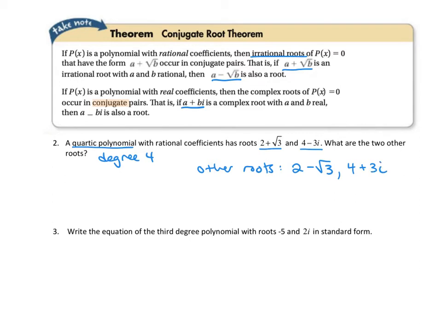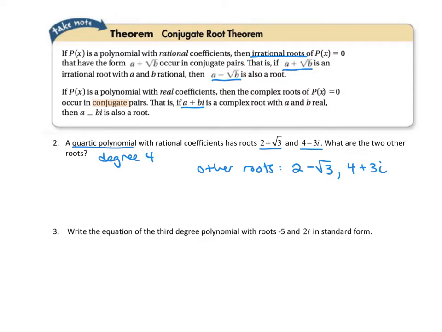And that's a total of 4 roots for this polynomial. And since it's degree 4, when you add up the real and the complex roots, there should be 4 by the fundamental theorem of algebra. Okay, in example number 3, write the equation of a third degree polynomial with roots -5 and 2i in standard form.